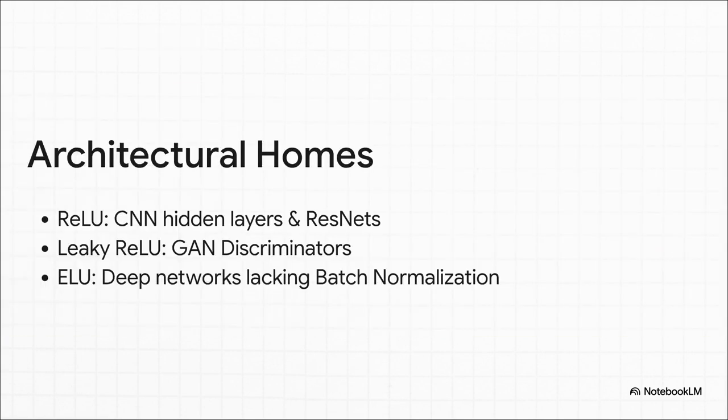So grounding this back in your actual code, ReLU is still the absolute, undisputed king for hidden layers in convolutional neural networks and ResNets. It's going to be your default 90% of the time. But leaky ReLU is specifically favored in GAN discriminators. Why? Because they process real images full of negative activations, and they desperately need that trickle of gradient to maintain stability. ELU is fantastic when you're building deep networks but you aren't using batch normalization, mostly because its negative saturation naturally pulls the mean activation closer to 0 for you.